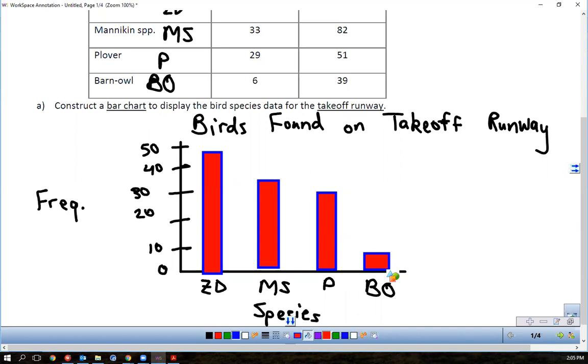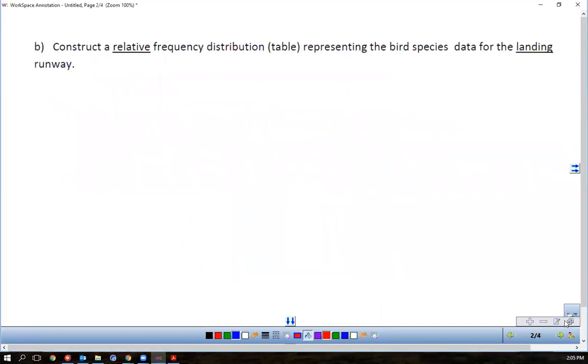Questions on drawing the graph? Okay. We're going to lose our table, but y'all have it on y'all's paper, so we'll be good.